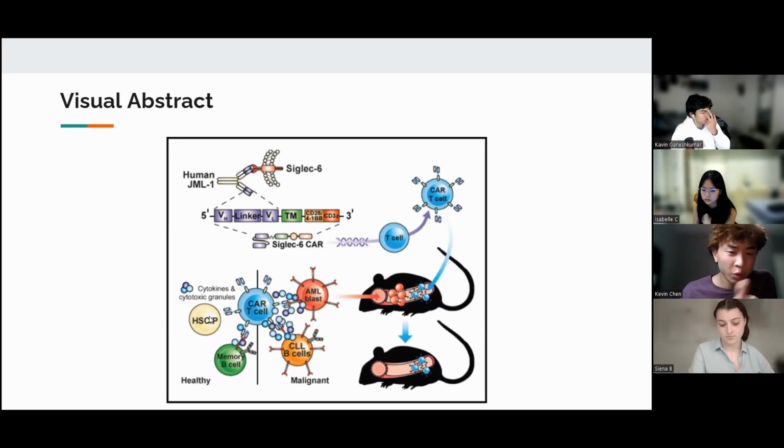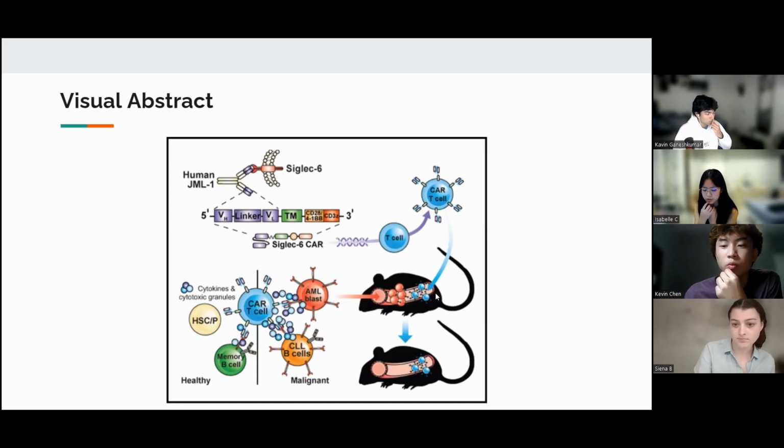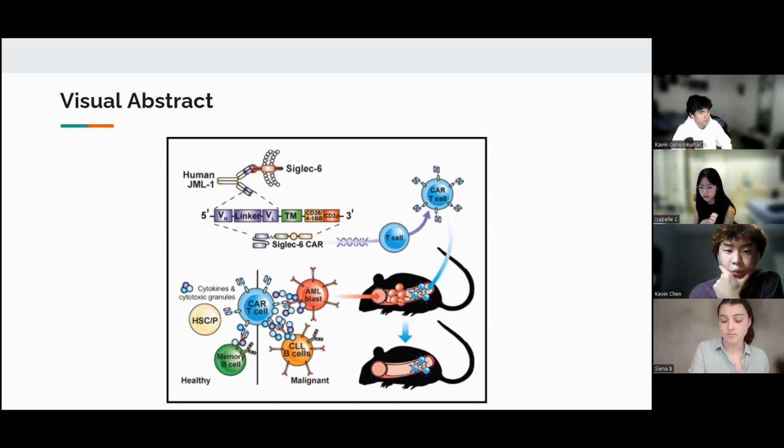And we'll get more into this list later, but specificity, it's not attacking regular hematopoietic stem cells or memory B cells. And another interesting thing that we'll also touch more on later is that the genetically engineered part that we're adding on is actually derived from the human JML1, so it's naturally derived, which is always better.